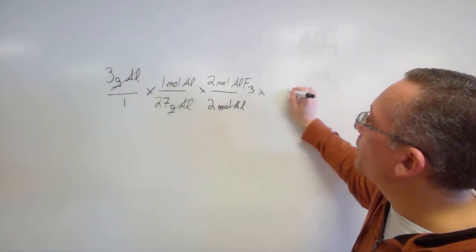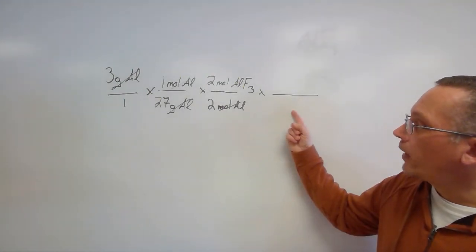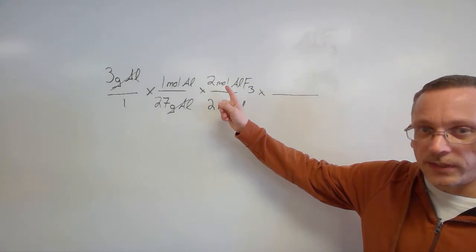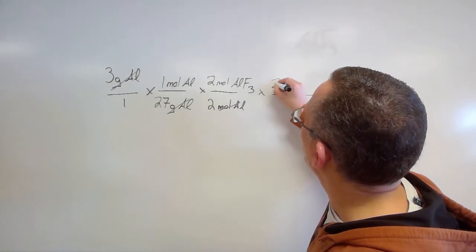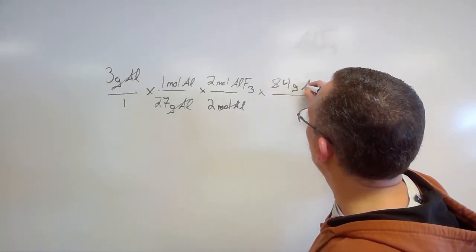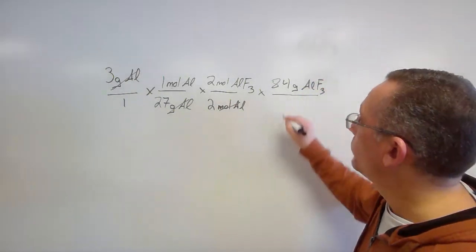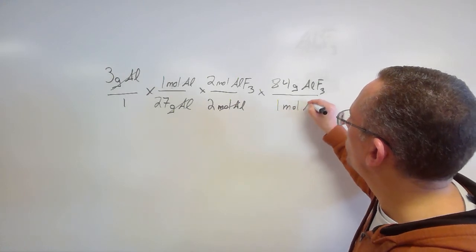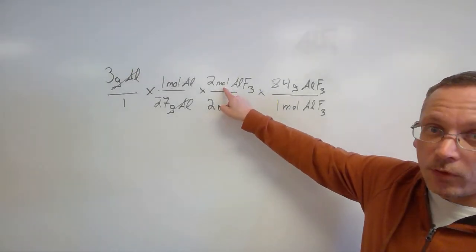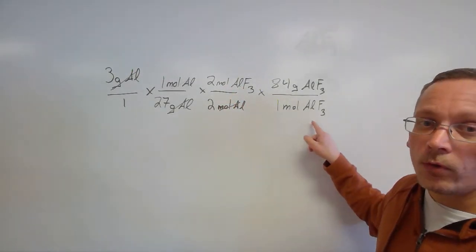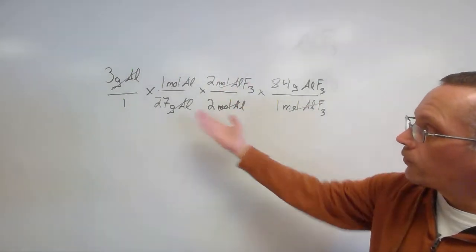So looking at this one, where should I put the 84 grams? Should I put it on the bottom? That wouldn't make sense because I have moles on the top. So I'm going to put that 84 grams on the top of this fraction. And then on the bottom, I'll put the 1 mole. And that makes sense and works out because up here I had moles of AlF3, and down here now I have moles of AlF3. So let me cancel those out. And we have our 4 fractions set up.